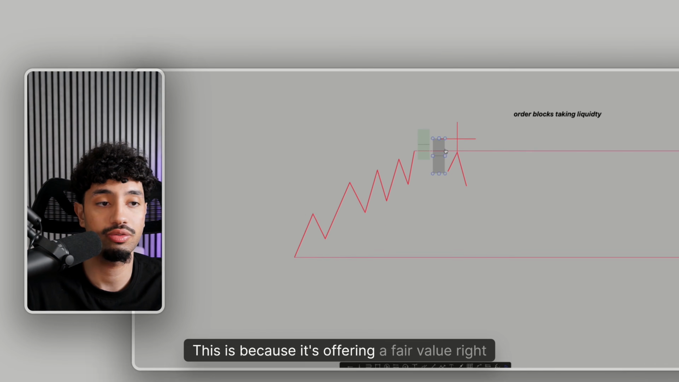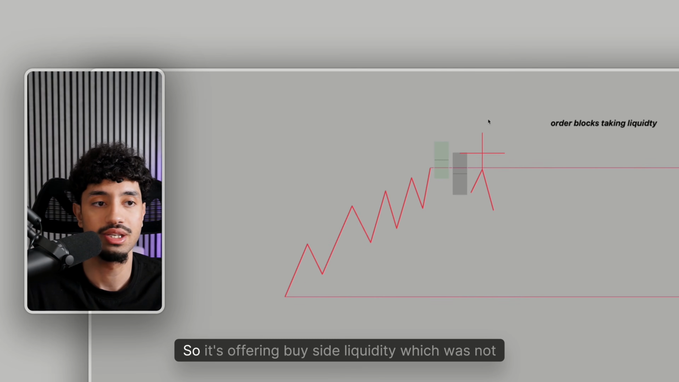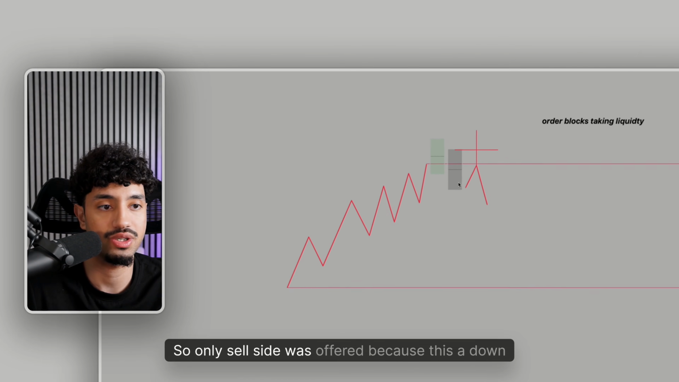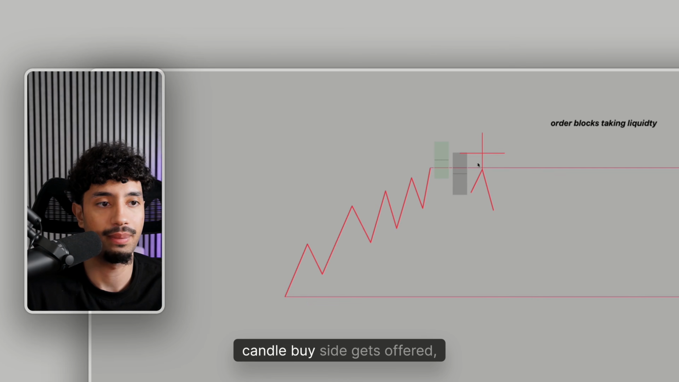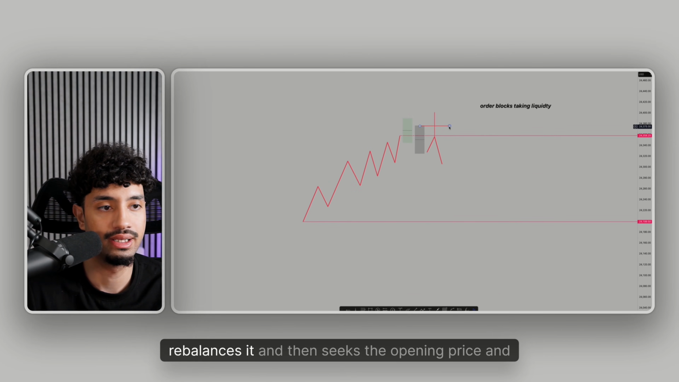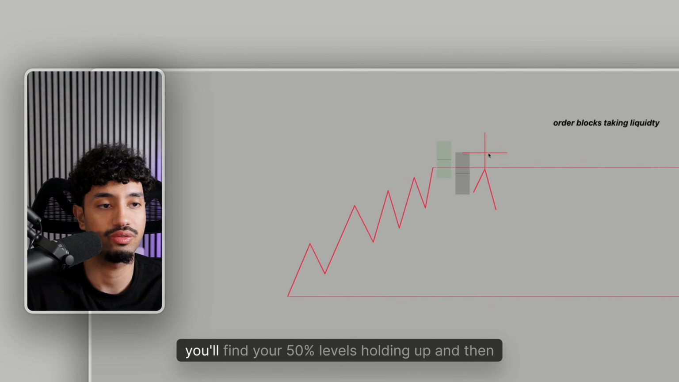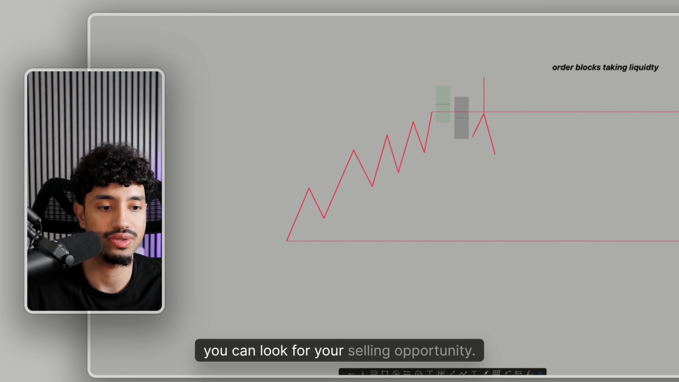This is because it's offering a fair value right there. So it's offering buy side liquidity, which was not offered. So only sell side was offered because it's a down candle. Buy side gets offered, rebalances it, and then it seeks the opening price and then pushes to the downside. And that's where you'll find your 50% levels holding up, and then you can look for your selling opportunity.